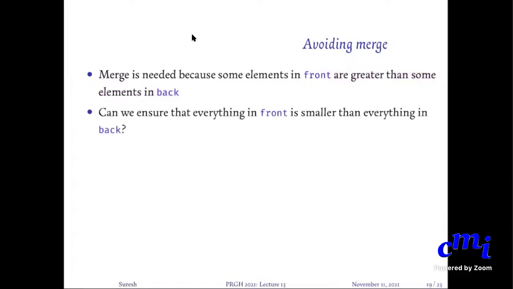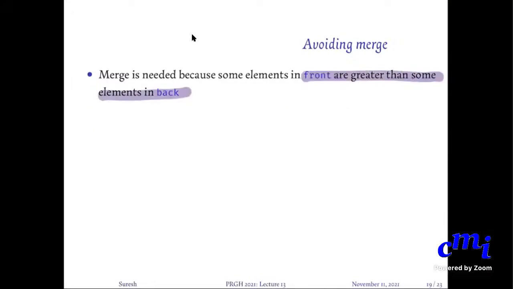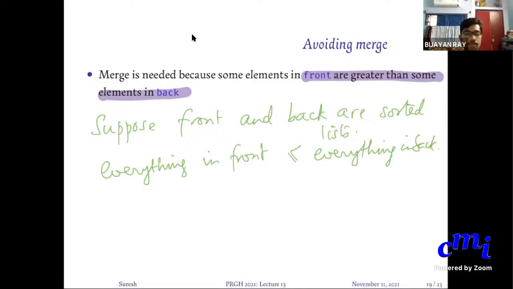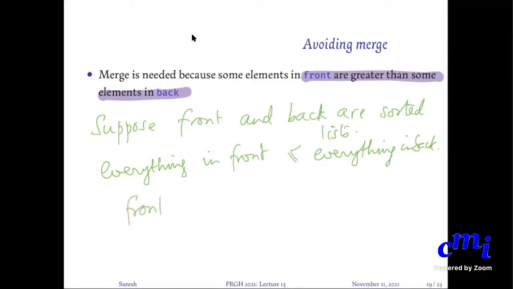So suppose front and back are sorted lists. Everything in front is less than or equal to everything in back. Then how do you put them together to get a sorted list? You just have to append them. That's it. So then front plus back is automatically sorted.